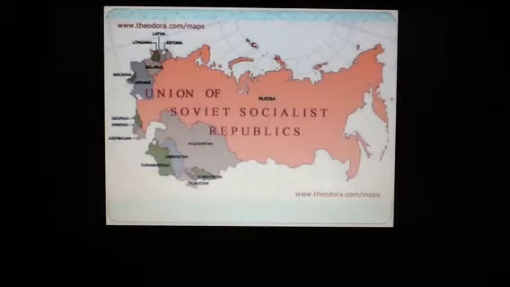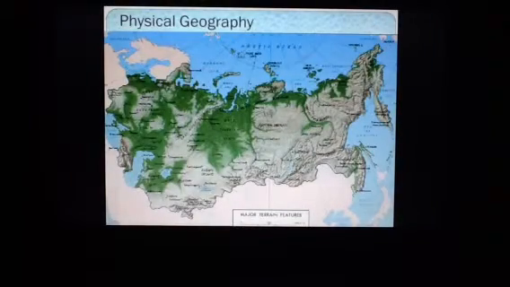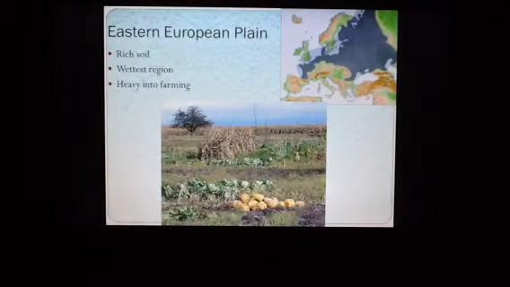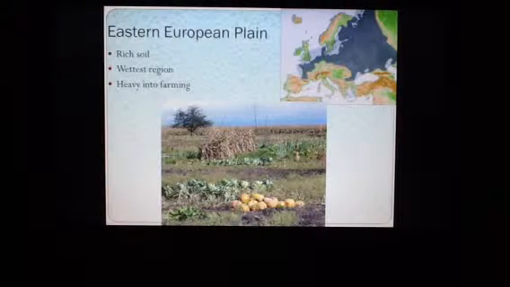This is a map of the former Soviet Union. These are the countries we're going to look at. First, we're going to look at the physical geography. The gray area up there at the top right on that map is the Eastern European plain. It's the same plain from Europe. It starts in southern France, works its way across northern France, Belgium, Netherlands, Germany, Poland, and into this region. And most of this region is Eastern European plain.